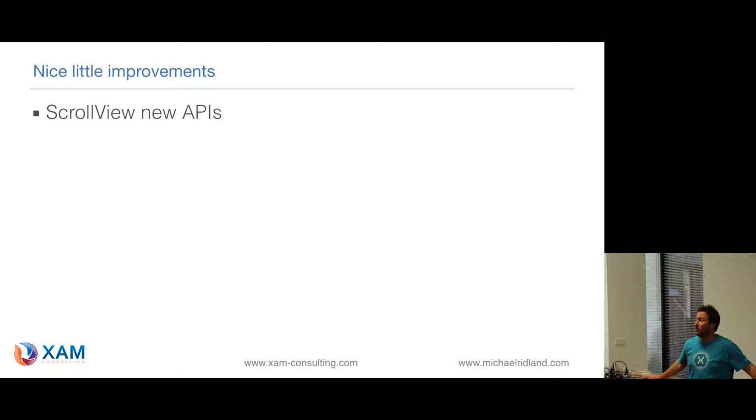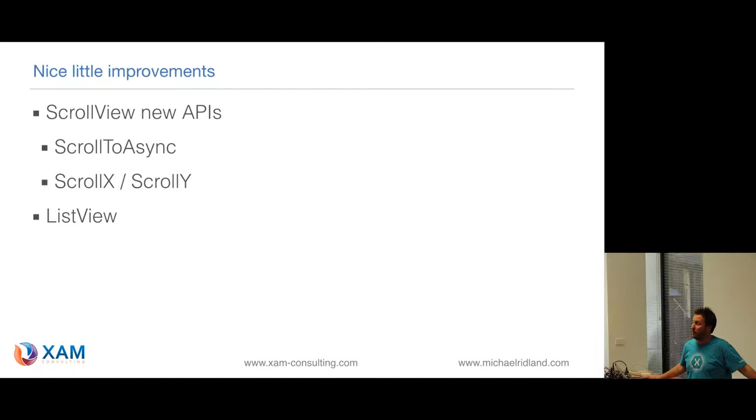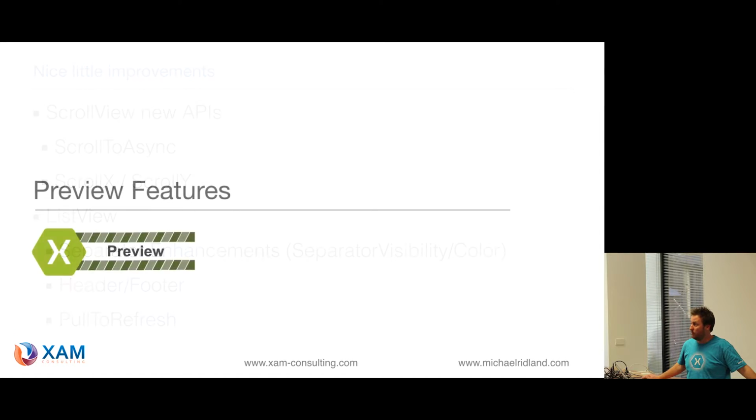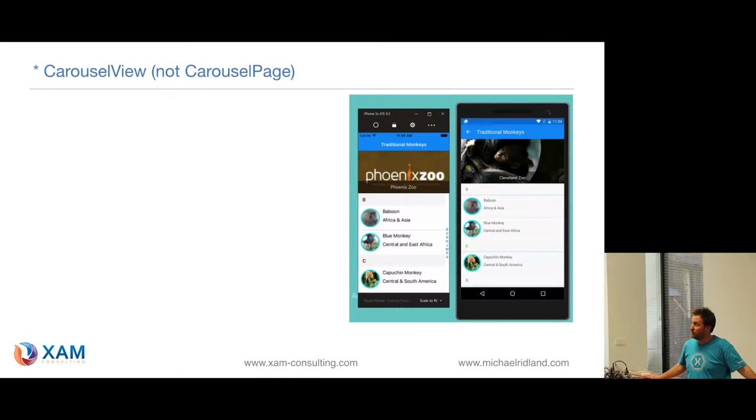So there's been lots of nice little improvements. A scroll view. So the scroll to async, you can get the scroll position, the X and Y. The list view, it's got separator enhancement, so you can hide the separator. List view header and footer, it's a great one. Use it in most projects, so it's really good to have that there. And pull to refresh, which is nice to have. Some preview features that were announced at Evolve.